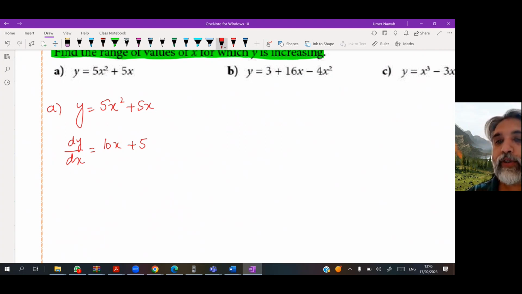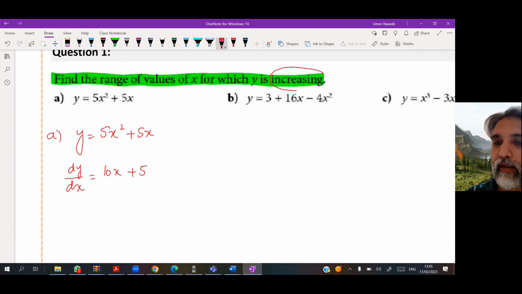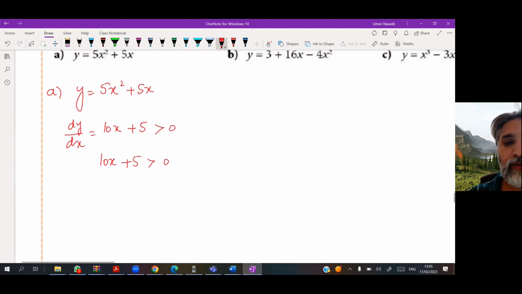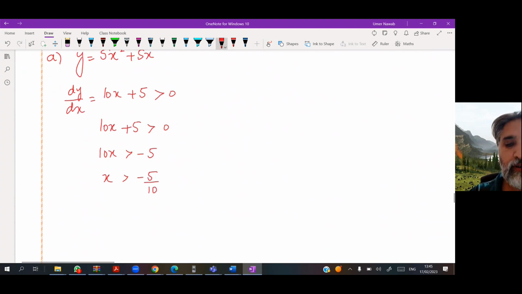Your function, I want to check the increasing nature of the function. So put derivative greater than 0. So 10x plus 5 greater than 0, 10x greater than minus 5, and x greater than minus 5 over 10. Or in other words, in the exam, you write it like this: if x is bigger than minus 1 over 2, our function will be increasing. Clear?